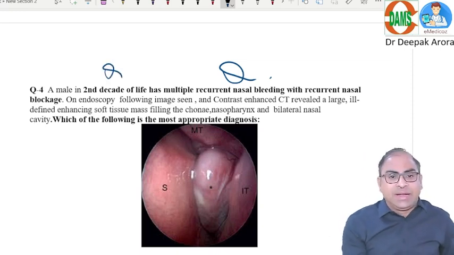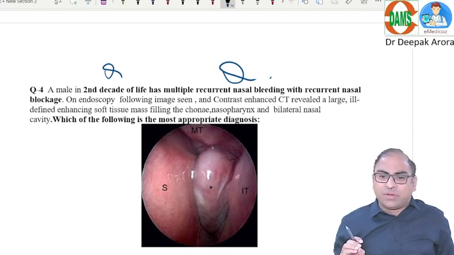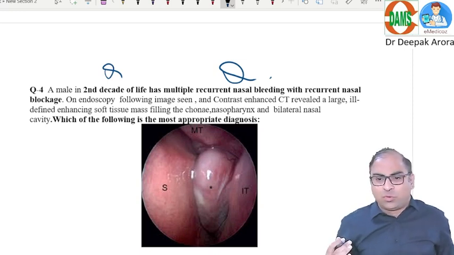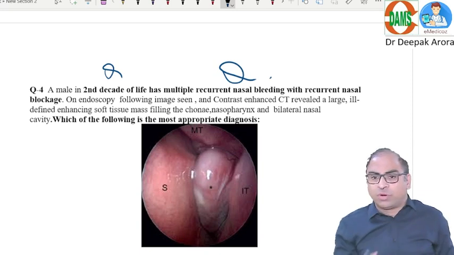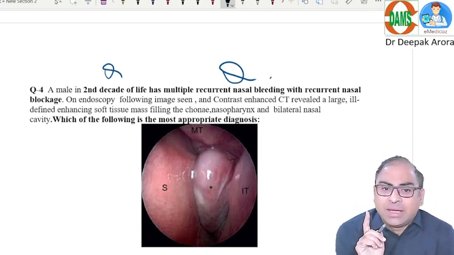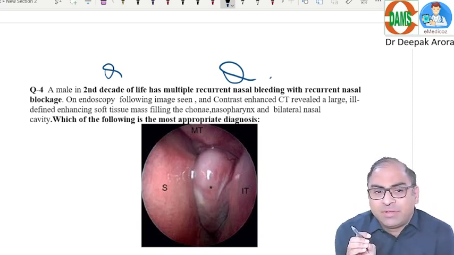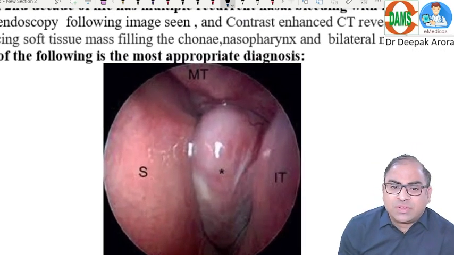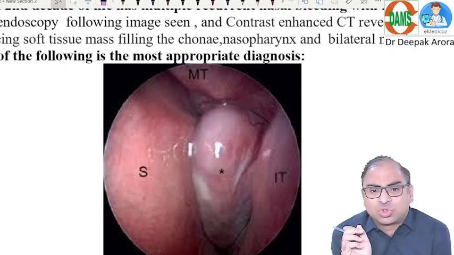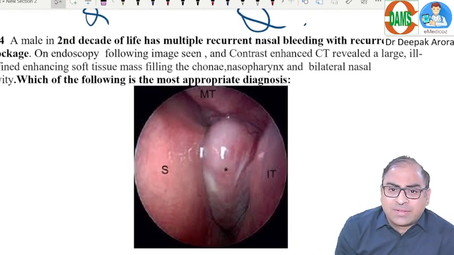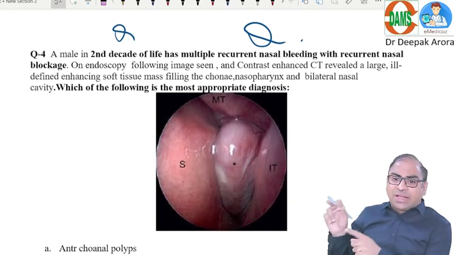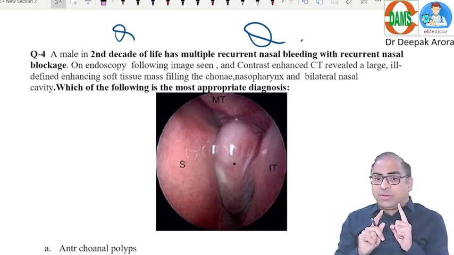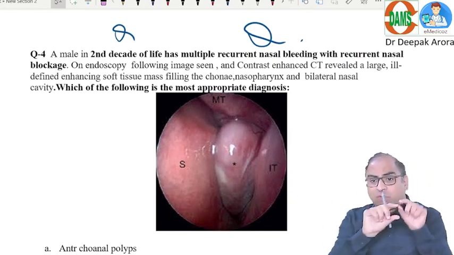Male in the second decade. This word was there. Many of the students were saying it was a 40-50-year-old male. No, it was the second decade. Every student was saying second decade male having multiple nasal bleeding with recurrent nasal obstruction. Agreed. On endoscopy, the image was shown, something like this image was shown to you. Now, the examiner was giving you the CT finding. In my lecture, I have shown you a CT examination, which they have given in the form of words.